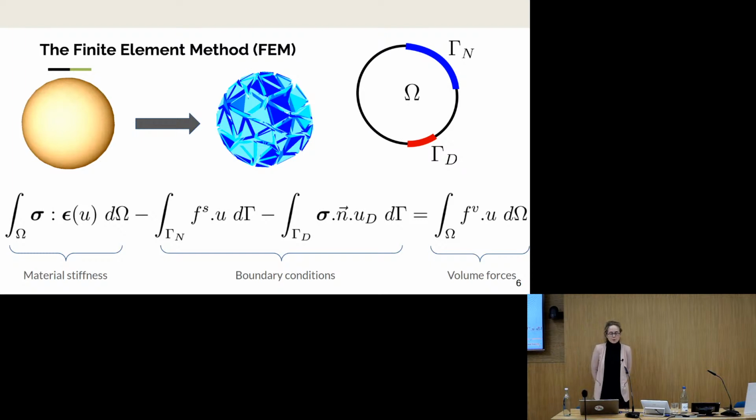The first term of this equation describes the relation between the stresses and the strains, namely the constitutive equation, and also the material properties. In the second term, we can see the boundary conditions. In particular, Neumann boundary conditions are applied on gamma n and consist of surface forces, and Dirichlet boundary conditions are applied on gamma d, which represents the fixed areas of the boundary. In our case, ud is equal to 0. The last term represents the volume forces, such as gravity, for instance.